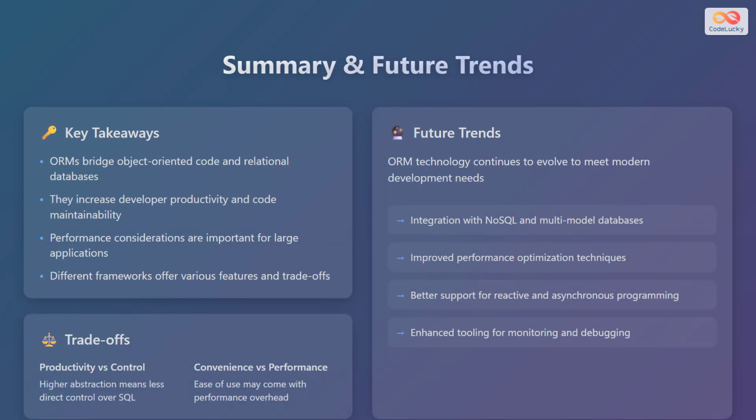To summarize, Object-Relational Mappings bridge object-oriented code and relational databases, increasing developer productivity and code maintainability. Keep in mind, performance considerations are important for large applications and different frameworks offer various features and trade-offs. Looking ahead, ORM technology continues to evolve to meet modern development needs, with trends including integration with NoSQL and multi-model databases, improved performance optimization techniques, better support for reactive and asynchronous programming, and enhanced tooling for monitoring and debugging.